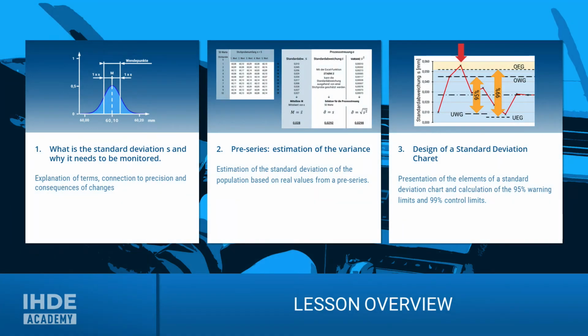This lesson is divided into 3 chapters. In the first chapter, you get an overview of what the standard deviation is and how a change in the variability can lead to characteristics that are out of specification. In the second chapter, the standard deviation of the process is calculated based on the data from a pre-series. And in the last chapter, the actual control chart is created and the warning and control limits are calculated.